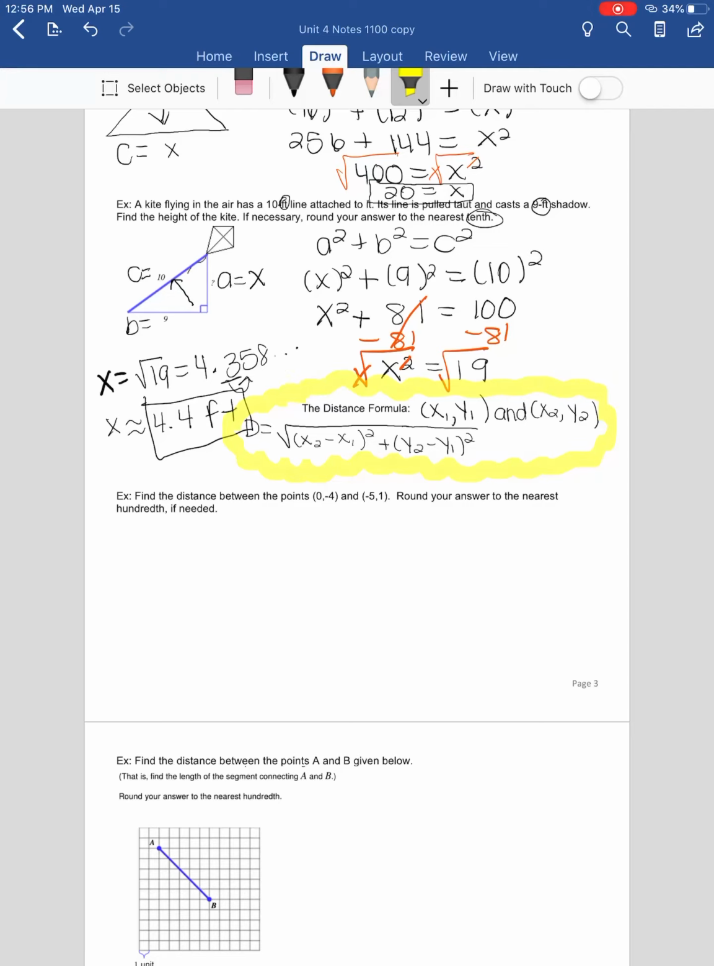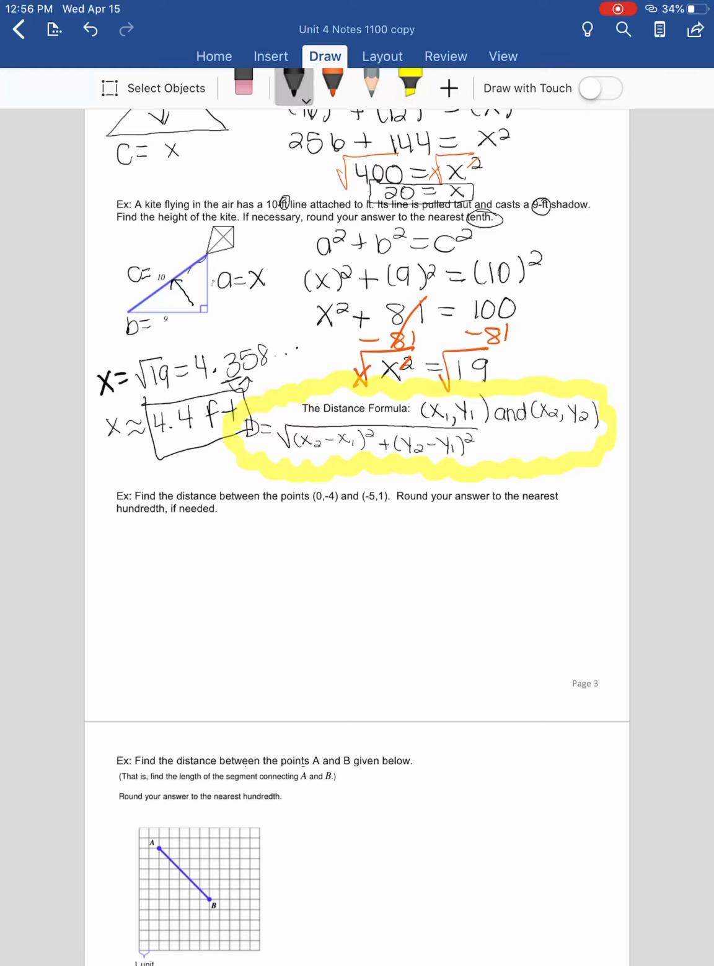The distance formula says given 2 points, and we can label those 2 points as x1, y1 and x2, y2. Very similar to our slope formula. Actually, the slope formula is found using this distance formula. The distance between those two points is the square root of x2 minus x1 squared plus y2 minus y1 squared. So let's do an example.